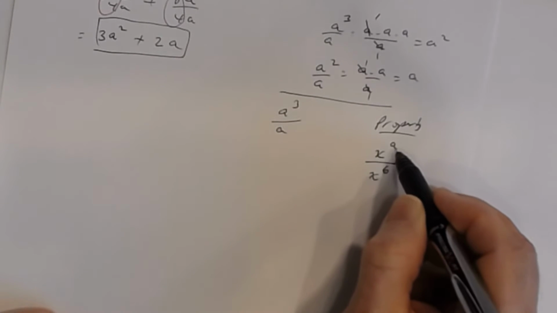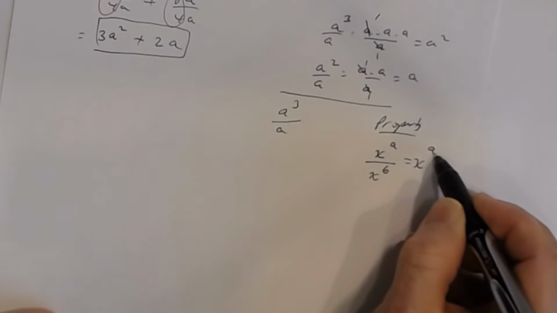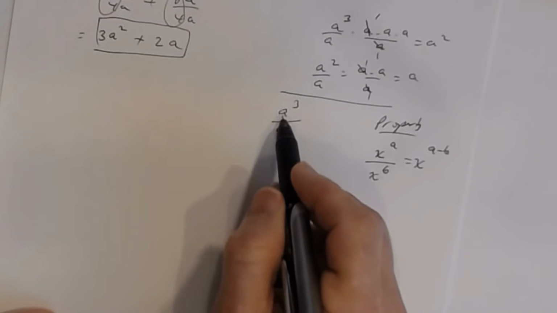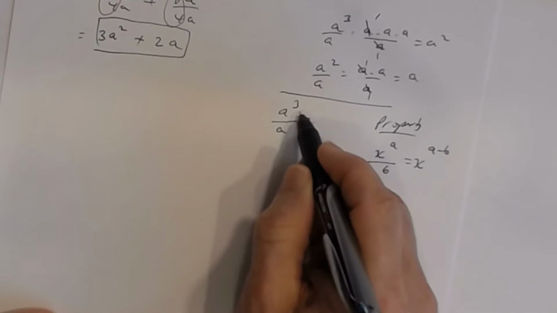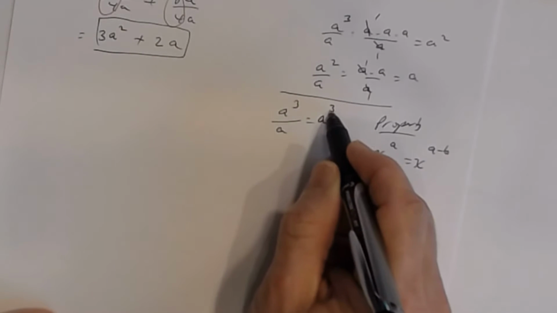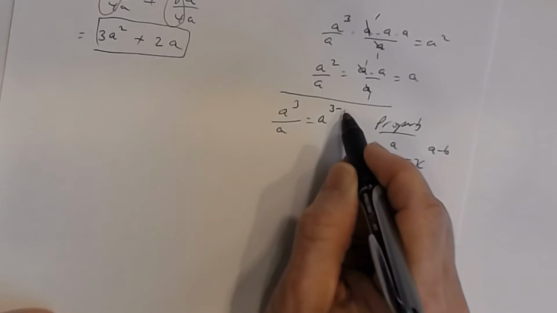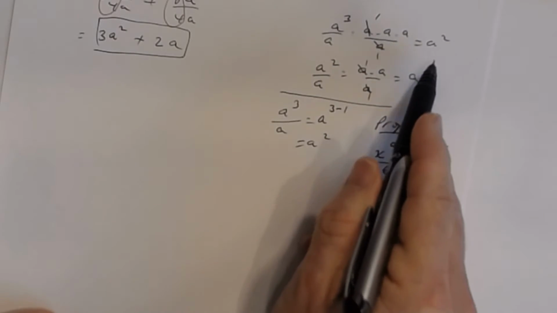So x to the a power divided by x to the b power was x to the a minus b. And so if I look at this, these bases are the same, so therefore I can use this property. And so I can rewrite this as a to the third minus, and since there's no exponent there, that's understood to be 1. And 3 minus 1 is 2, so this is a squared. And this is what we got here.